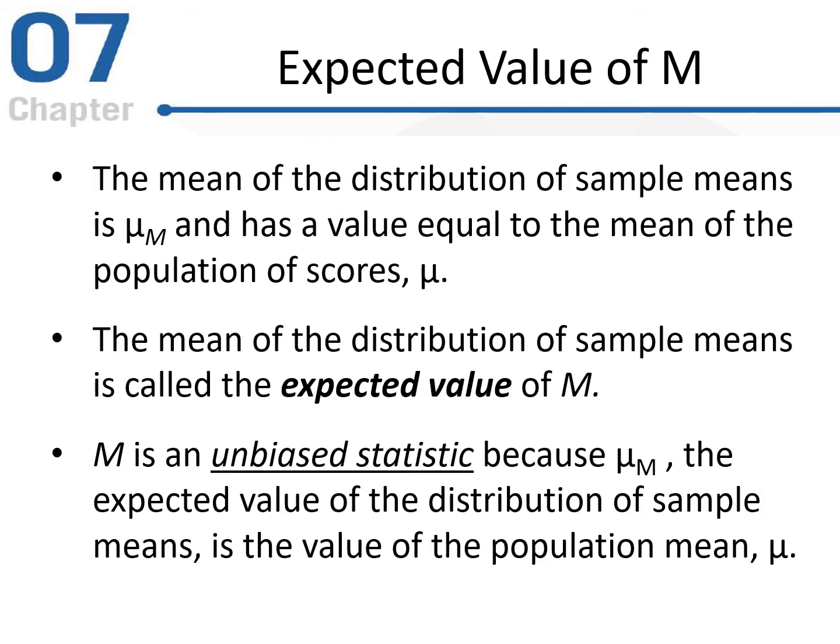Now, according to the central limit theorem, the mean of the sampling distribution of means is denoted here as mu sub m, and is equal to the population mean. So this mean of the sampling distribution of means is unbiased because it's exactly equal to the population mean. So this is an unbiased statistic.